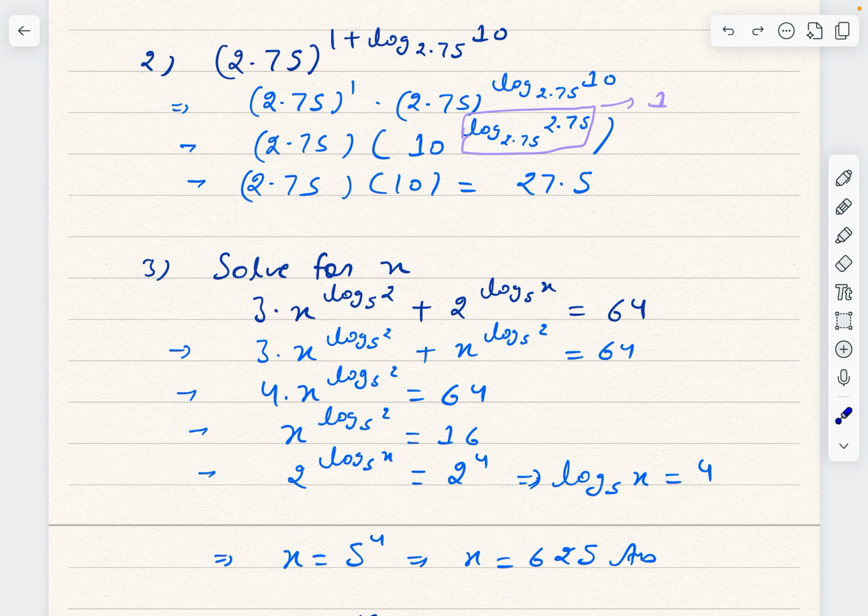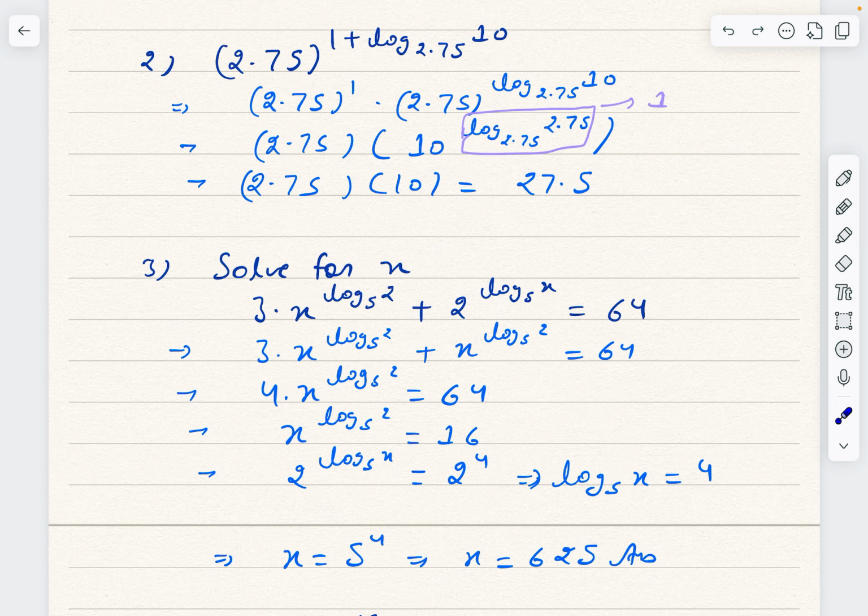See, we have 3 into x power log base 5 of 2. Here we can interchange 2 and x using the 8th property. So we got x raised to power log base 5 of 2. So here we have 3 times something, here we have 1 time of that thing. So when you add them, you get 4 times x power log base 5 of 2 is equal to 64. So divide by 4, you get x power log base 5 of 2 equal to 16. Again, we can interchange 2 and x. So you get 2 raised to power log base 5 of x equal to 16. 16 is nothing but 2 power 4.